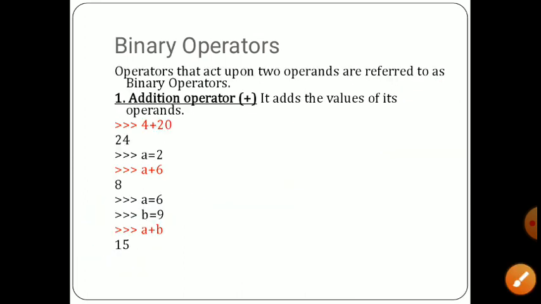Okay, now next, binary operators. The operators that act upon two operands are referred to as binary operators. Example, the addition operator. You are familiar with addition operators. Look at what I am doing here. It adds the values of its operands. For example, 4 plus 20 equal to 24. And here I take another example: a equal to 2, a plus 6, so it will increase the value. Like that we do the calculation.